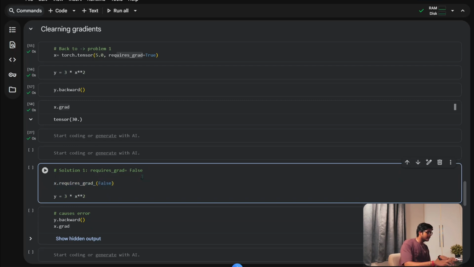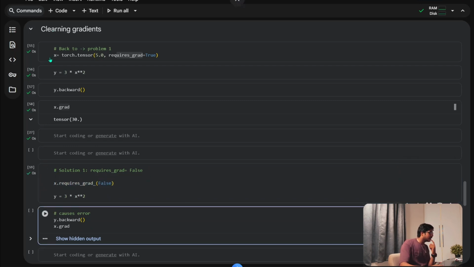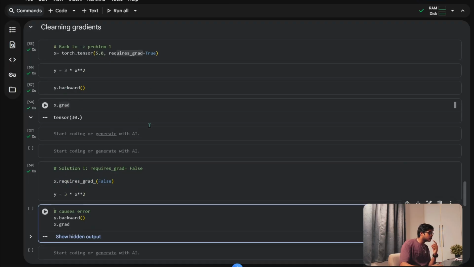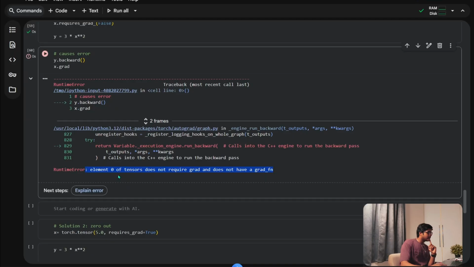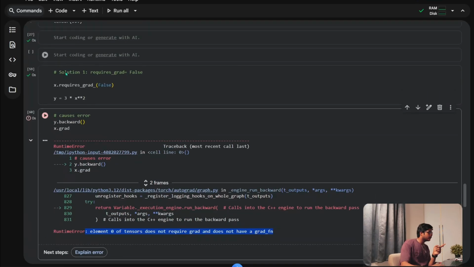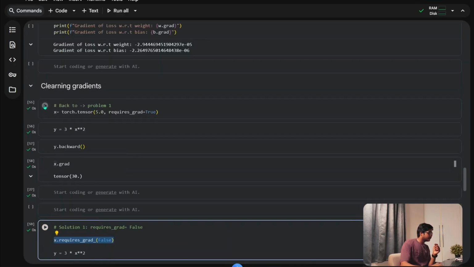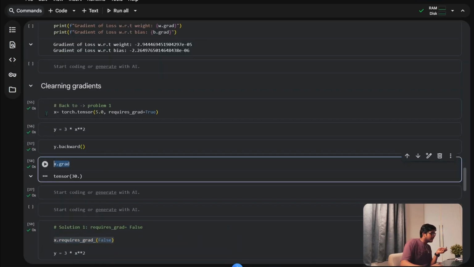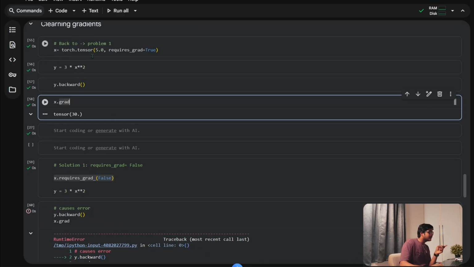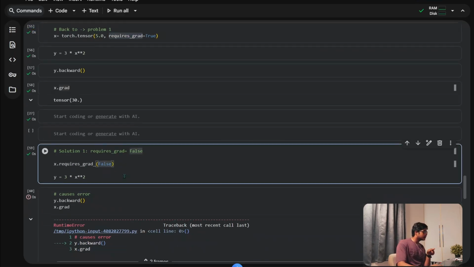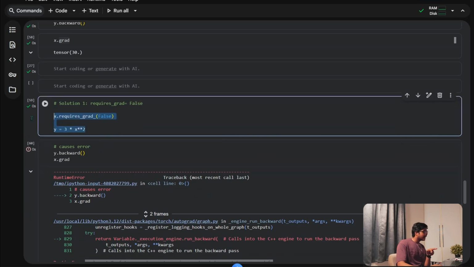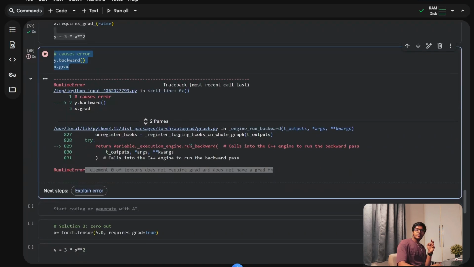So what will happen is, if we again try to run this y.backward() and x.grad, it will throw us an error, right? Because it will say that element 0 of the tensor does not require grad, because we simply did this. We first executed this, and once we got the gradient, we updated the x tensor and made its requires_grad property false, so that next time if we calculate this gradient, it will throw us an error because requires_grad is false.